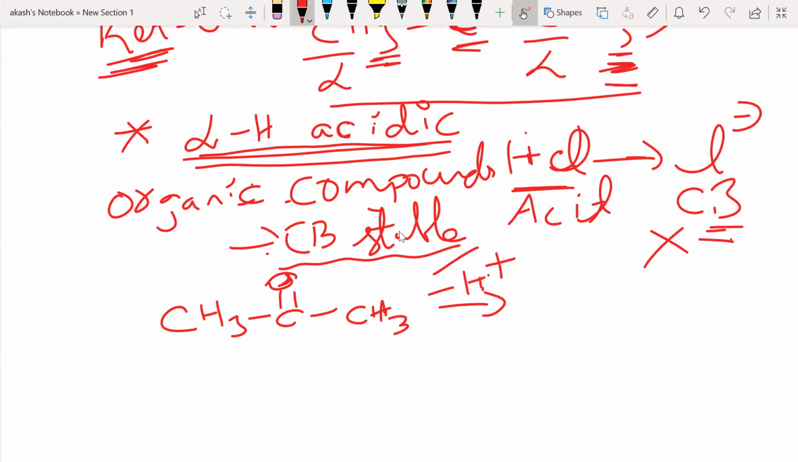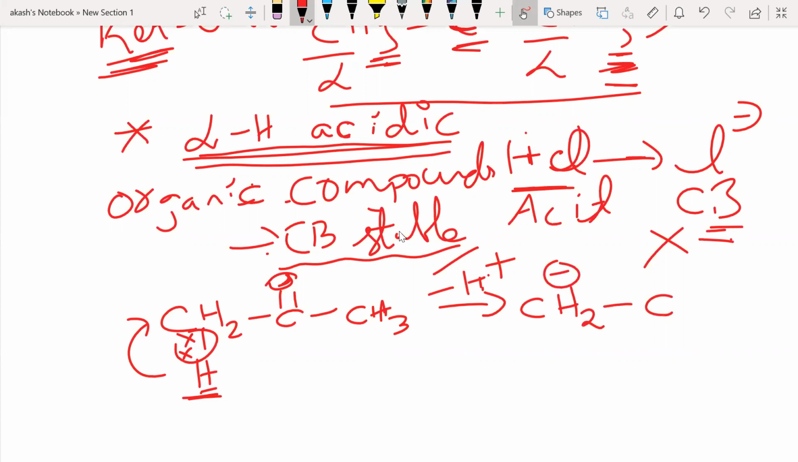Minus H plus. So now what will be remaining? I can write it like this. H plus means what? Basically, there's a pair of electrons shared between this carbon and this hydrogen. If I'm going to take it as H plus, that means this hydrogen is going to leave without its electron, so both these electrons are going to stay on the carbon. Carbon, can I say, is going to possess a negative charge: CH2 minus, C double bond O, CH3. This is what is remaining.